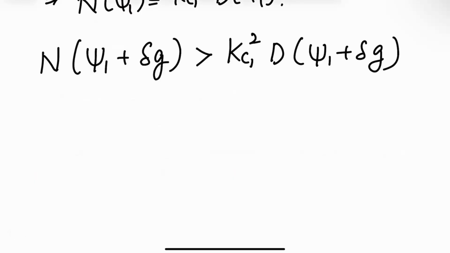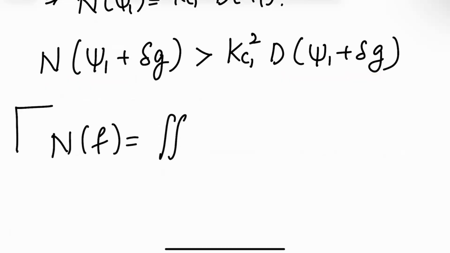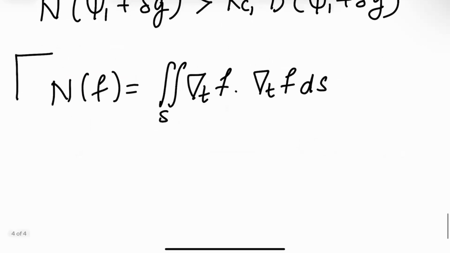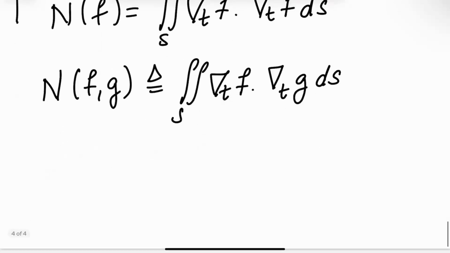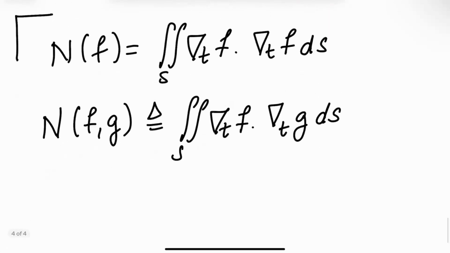All right, so we'll take a slight detour of trying to calculate what these values are, this one and this one, based on the definition of n. Right, so n of a given function f is surface integral del tf squared ds. Now, based on this, we can also define a generalized n, with two functions as the input, and define that as surface integral del df dot del dg ds. Okay? So essentially, n of f is nothing but n of f comma f.